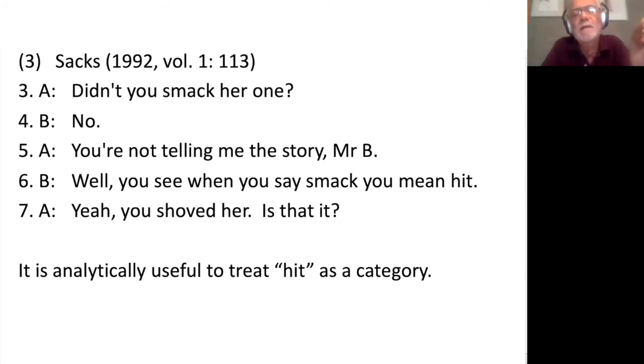What he's doing is saying, I didn't smack her, and in fact, I didn't do anything that could be called hitting her, so I didn't punch her either. So it'd be obtuse for A to say, did you punch her? Because we just ruled that out. Now, the fact that A doesn't say it doesn't prove anything, but I'm making the claim on linguistic terms. That is, any speaker of English knows that smacking is a kind of hitting. So I'm treating hit as a category, and I'm treating it as a category because it's analytically useful to do that, because what it does as a category is to take punch off the table.